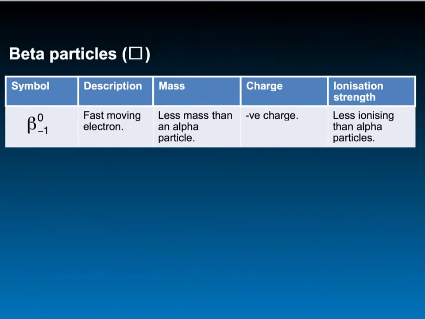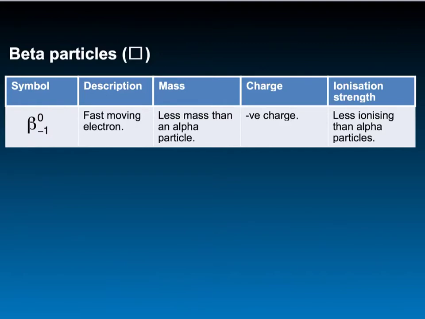The second type of ionizing radiation is the beta particles. They are given the symbol beta. They have a mass number of 0, because they're not made of any protons or neutrons, and they have a proton number of -1, which becomes important when we start talking about the decay equations.